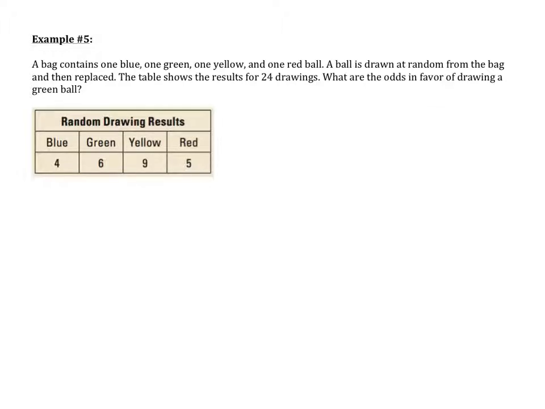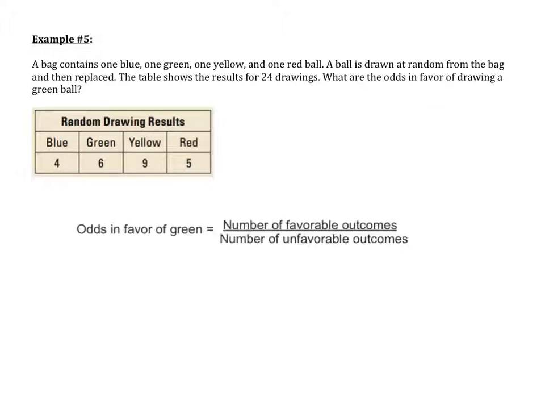When you're doing odds, you're thinking in terms of theoretical probability, not experimental. So we really don't need this part where we know how many of each ball was drawn each of the 24 times. So the odds in favor of drawing a green ball would be found by taking the number of favorable outcomes, which would be drawing a green ball, over the number of unfavorable outcomes, which would be drawing one of the 3 other colors. So again, we have 1 option of drawing a green ball and 3 options of drawing a ball that is not green. So we have a 1 in 3 chance of drawing a green ball.